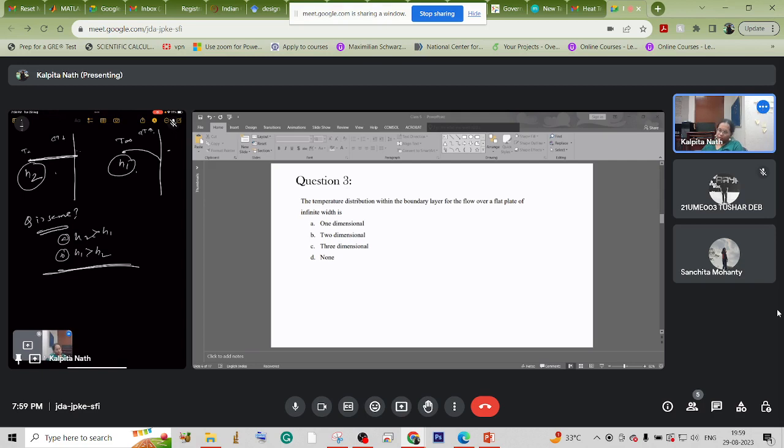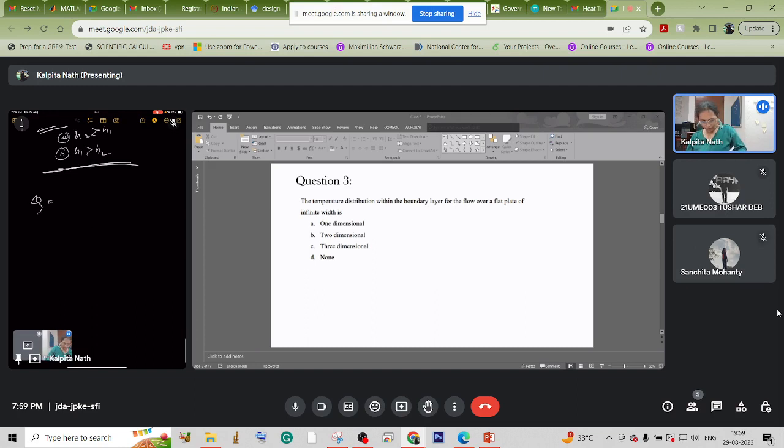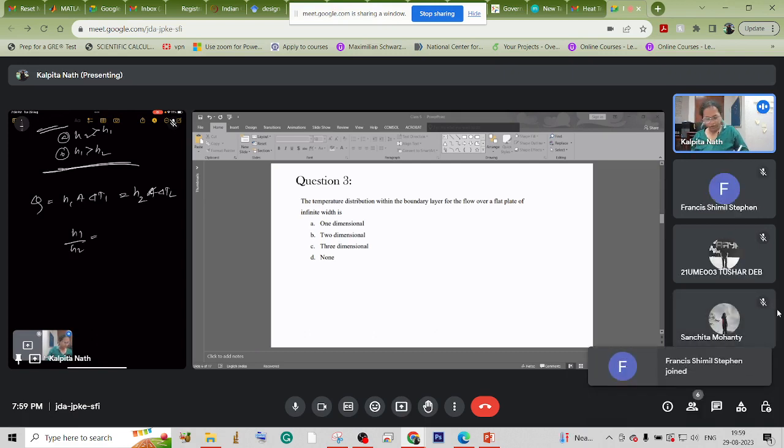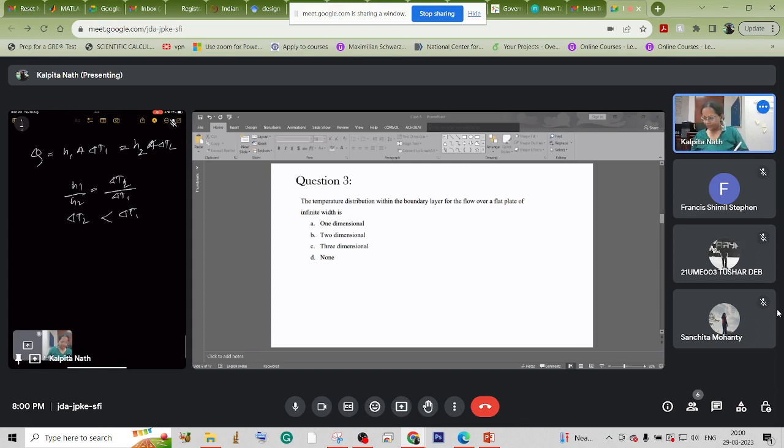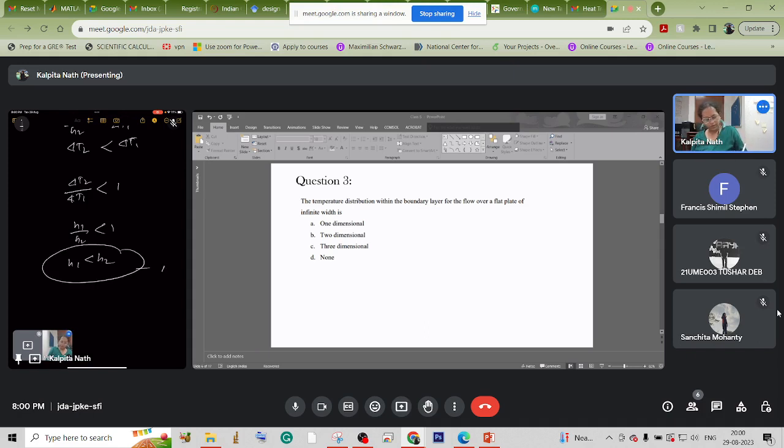Option A, yeah, correct. How? Tell me. Ma'am, according to the formula, heat flux is given by convective heat transfer coefficient into the temperature difference. So if the temperature difference is high, then the heat transfer coefficient will be low. Correct. So if we write in terms of Q, the heat transfer will be H1 A delta T1, and for situation 2, it will be H2 A delta T2. That means H1 upon H2, the wall being same, is delta T2 upon delta T1. Delta T2 is less than delta T1, it's already given. That's why delta T2 upon delta T1 is less than 1. That means H1 upon H2 is less than 1, that is H1 less than H2. That is option A.